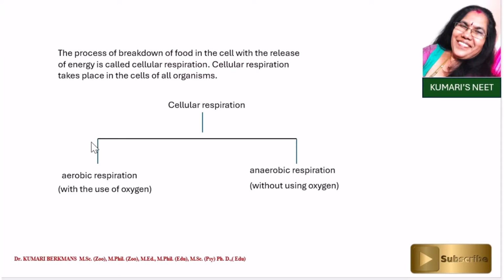So let us take the cellular respiration. Cellular respirations are of two types. One is aerobic respiration and another one is anaerobic respiration. So what is aerobic respiration? In the sense, with the use of oxygen, that is, the cellular respiration takes place only in the presence of oxygen, whereas the anaerobic respiration takes place without oxygen. Okay, so the cellular respirations are of two types: aerobic respiration and anaerobic respiration.